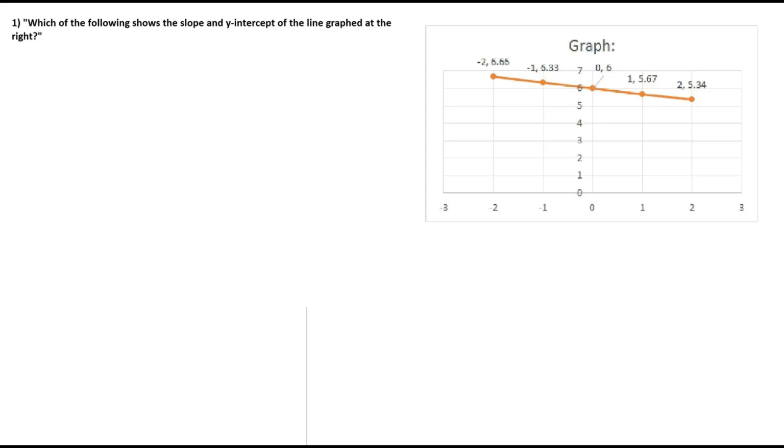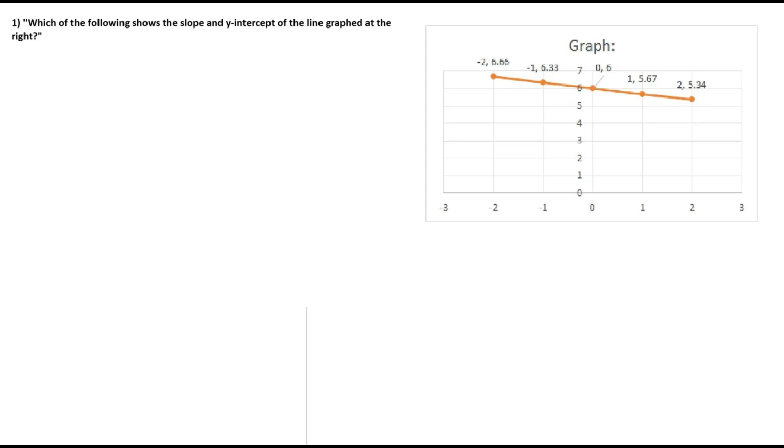So we're looking at number 1. Which of the following shows the slope and y-intercept of the line graphed at the right? If you notice, that line touches the y-axis at 0,6. Now this isn't a perfect copy of what you have in the book, but it is the same line. So it's asking us to pick the right answer.